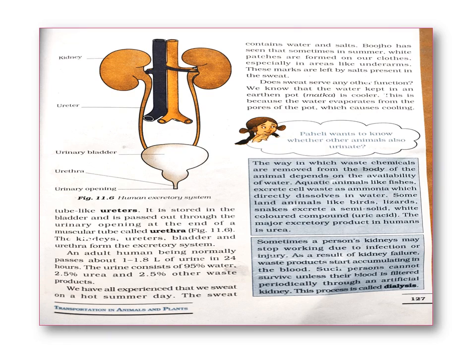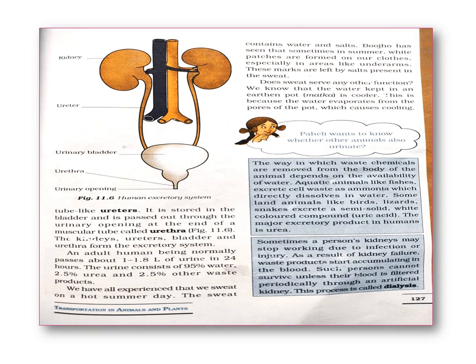Okay. So the main parts of the excretory system are two kidneys, ureters, urinary bladder, and urethra. An adult human normally passes about 1 to 1.8 liters of urine in one day. A normal person who does not have any disease will pass 1 to 1.8 liters of urine in one day.